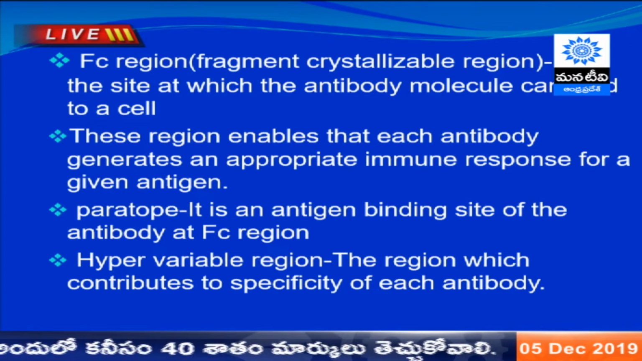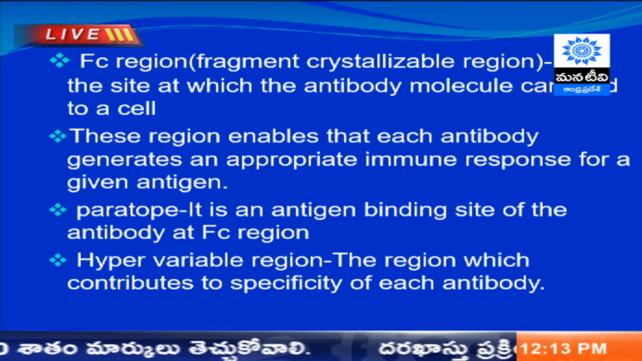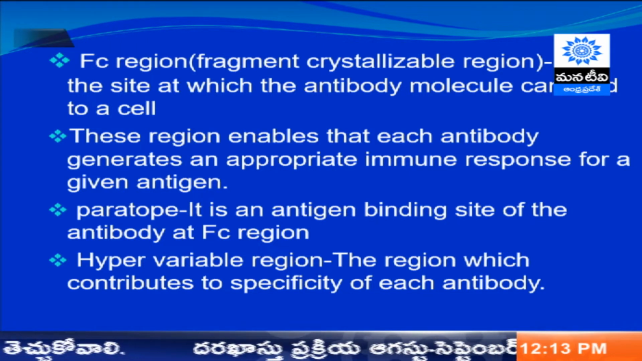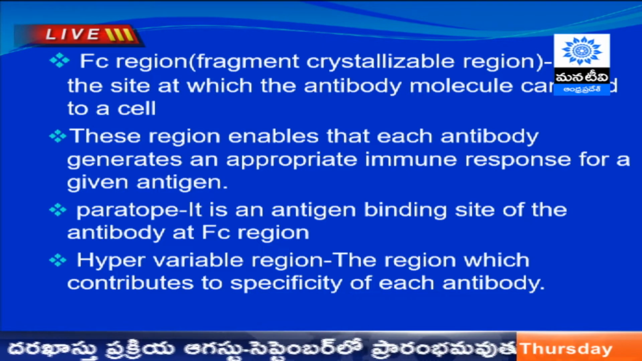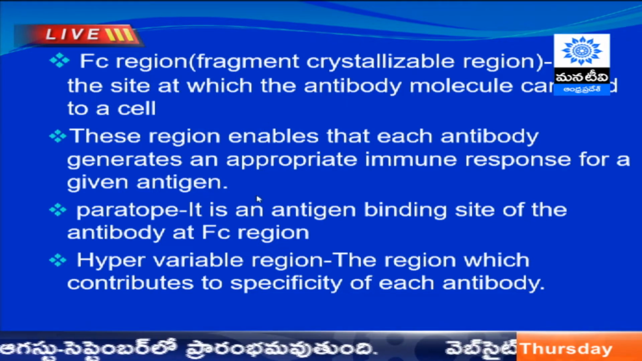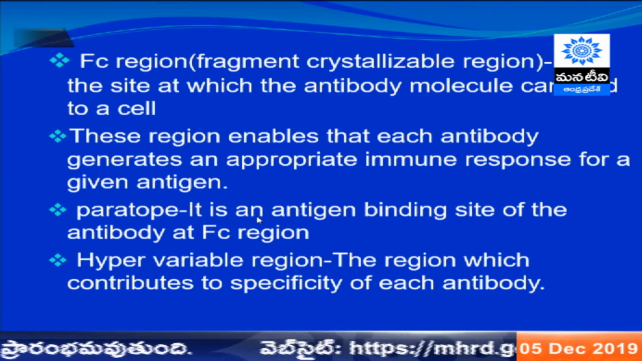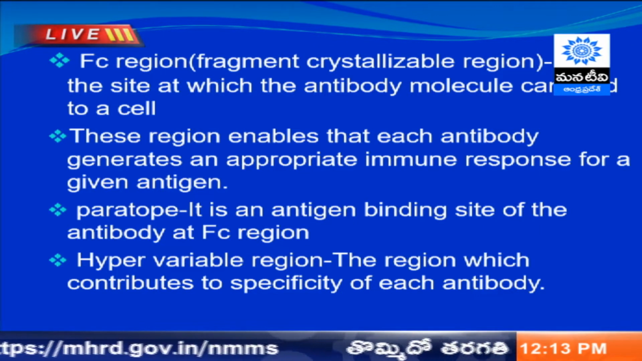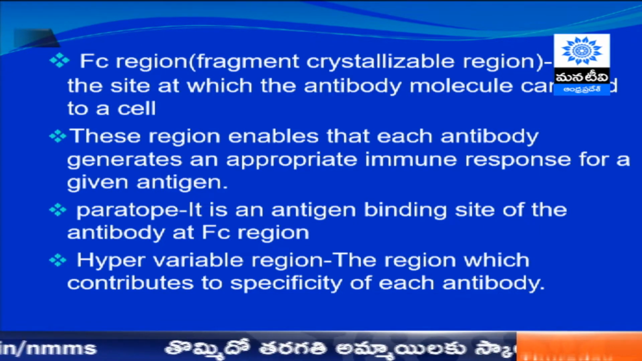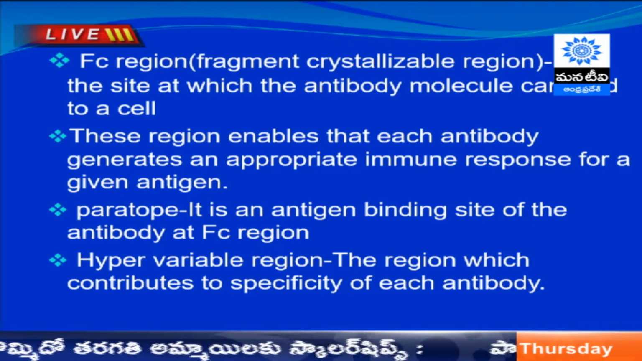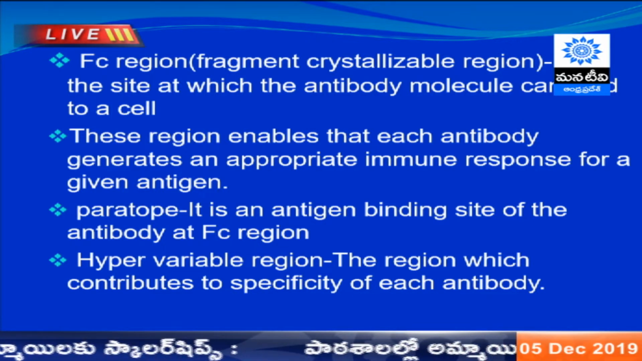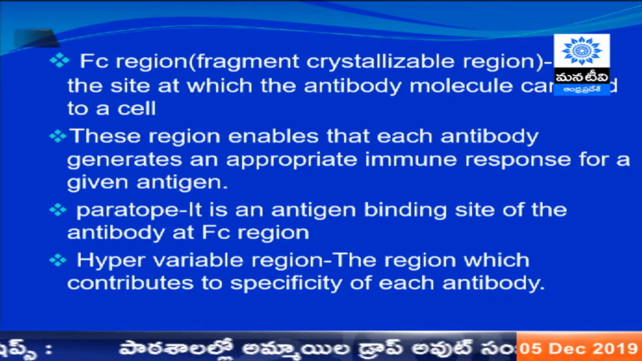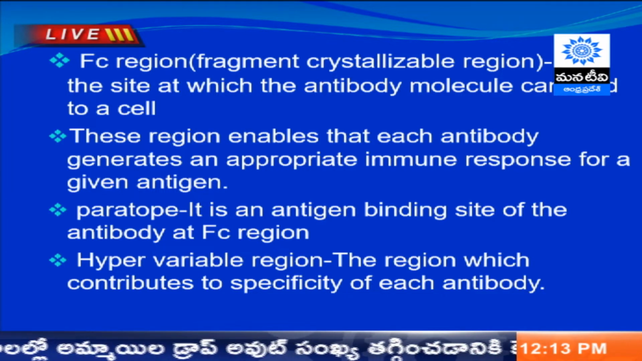Next, another functional site present on the antibody is the paratope. It is an antigen binding site of the antibody. Paratope is nothing but a region present in the antibody which binds to the epitope of the antigen. So, this paratope is present in the antibody.